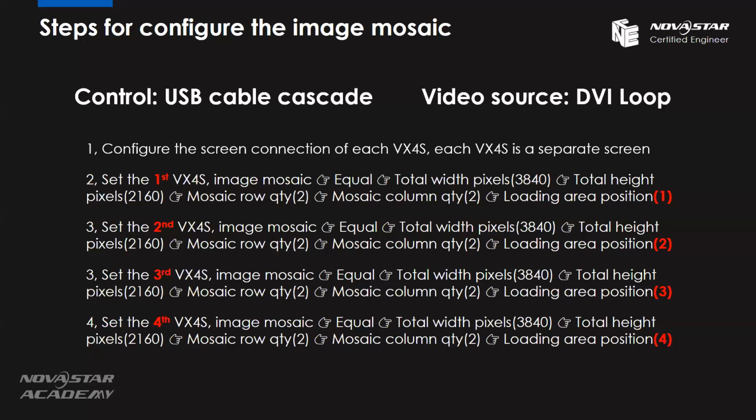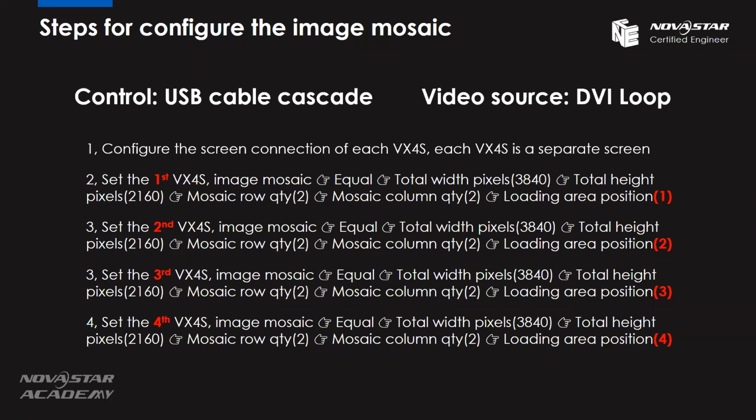In the previous structure, the 4K PC provided a 4K video source to the 4K video splicer, and it can provide 4 separate video signals to each sending card, and we can realize the pixel-to-pixel of the 4K screens. And I think you can understand, for the image quality, the best way is pixel by pixel. So this is a disadvantage if we use a VX4S.